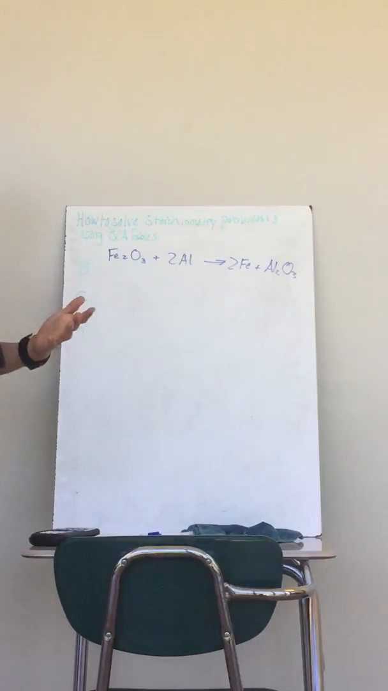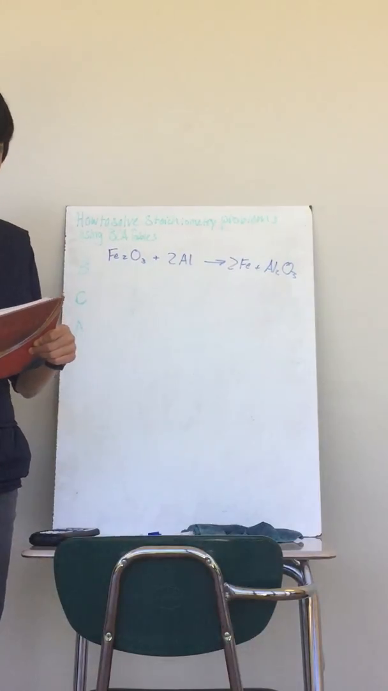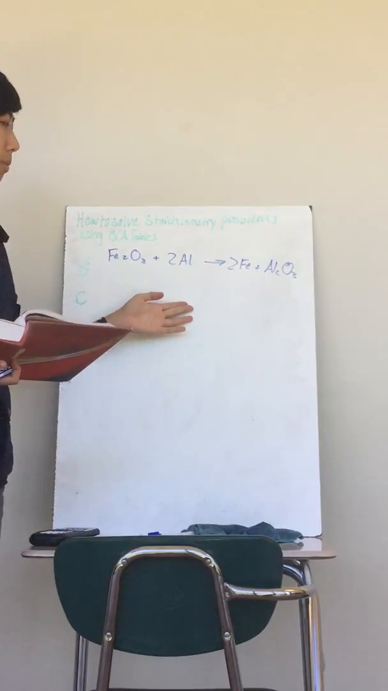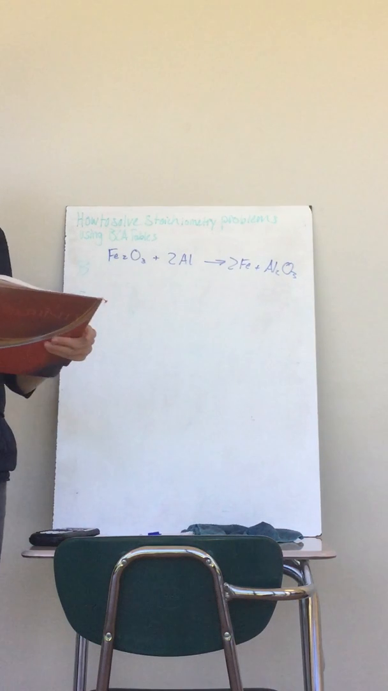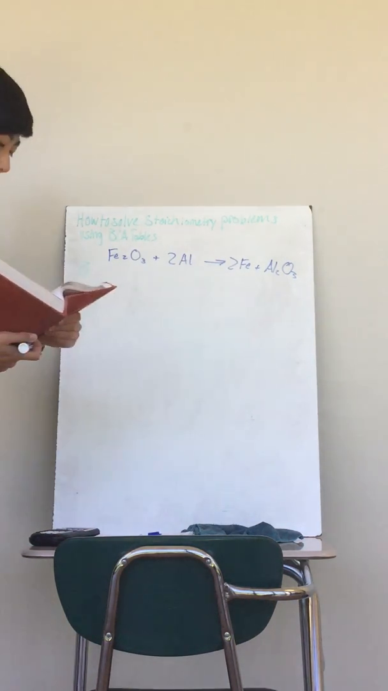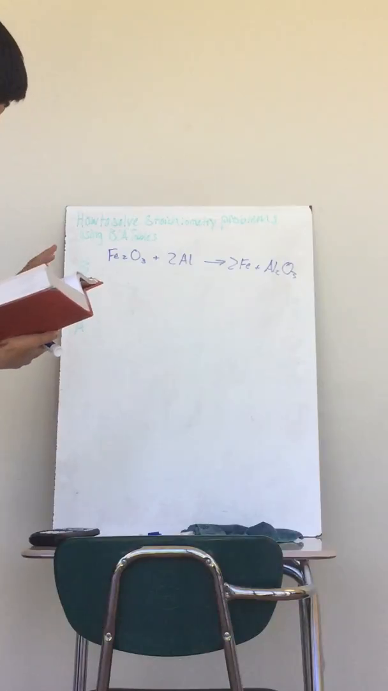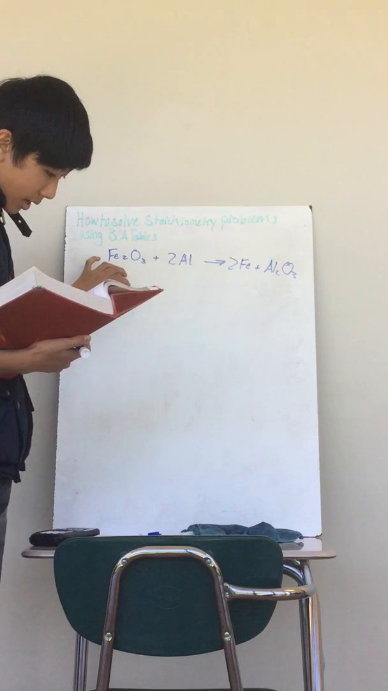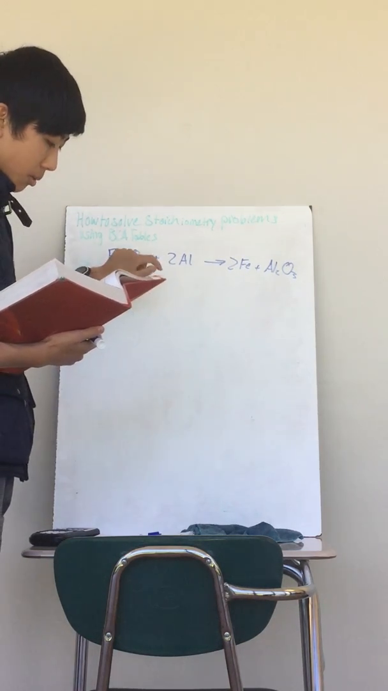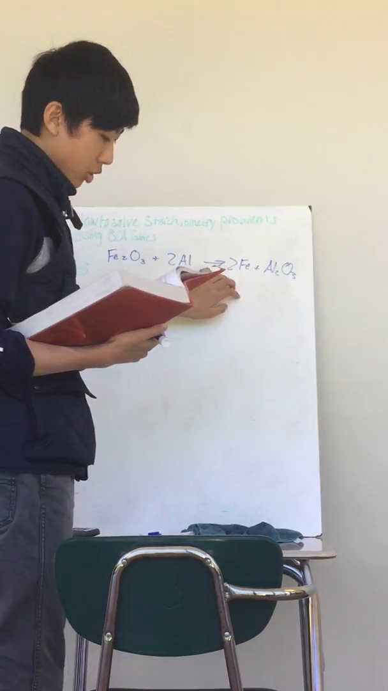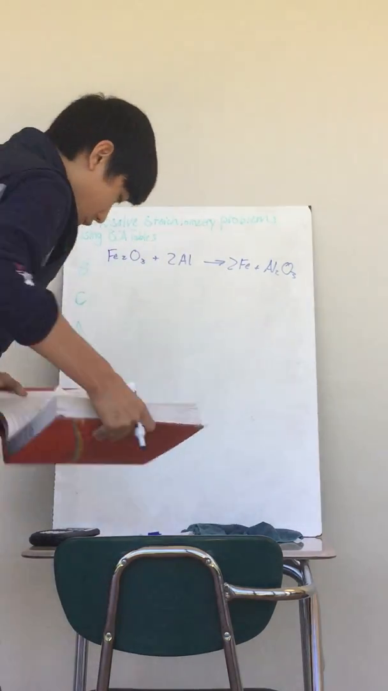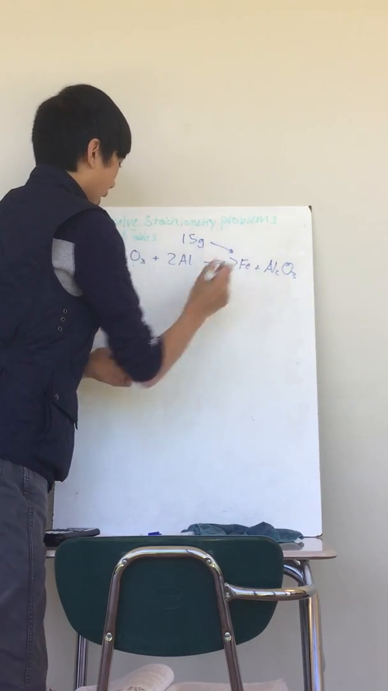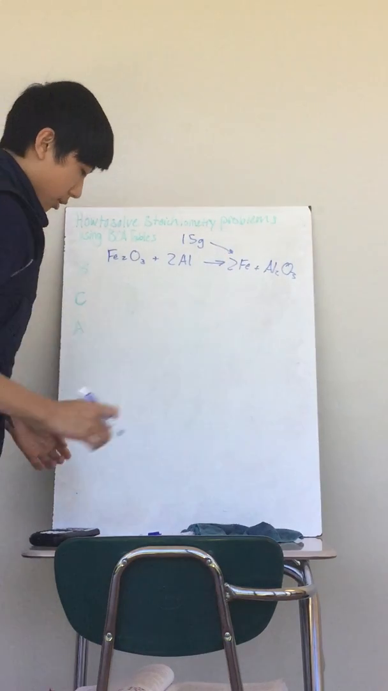First I'll present the problem that I'll be showing as the example. We have this reaction: Fe2O3 plus 2Al goes to 2Fe plus Al2O3. The question is, what masses of iron(III) oxide and aluminum, so these two, must be used to produce 15 grams of iron? Basically, they're asking how much of these two are required to make 15 grams of that.